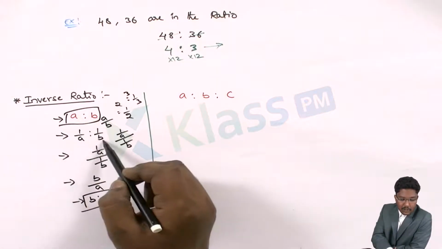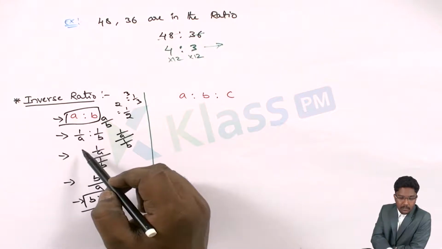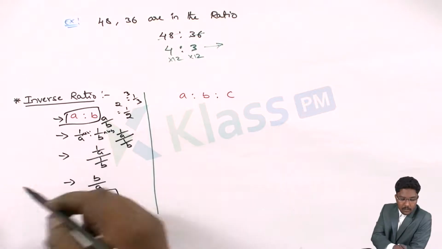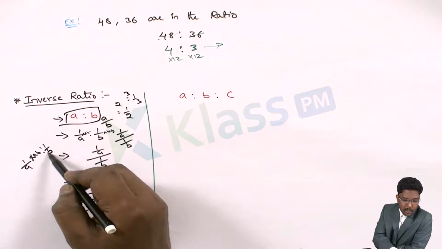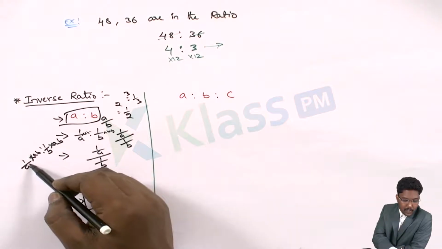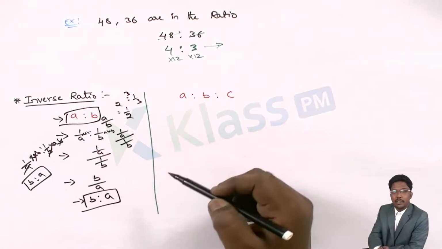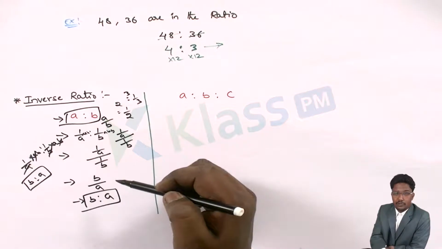Otherwise, take the LCM of the inverse values. What is the LCM of both, AB? So, multiply with this AB. 1 by A into AB, the LCM, is to 1 by B into AB. Cancelling A with A and B with B, again you are getting B is to A. So, the inverse ratio of A is to B is B is to A.